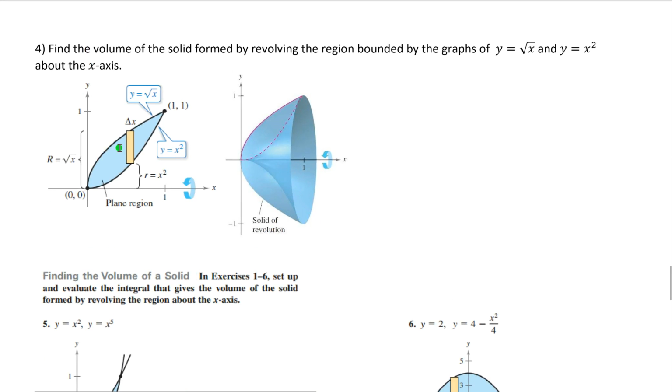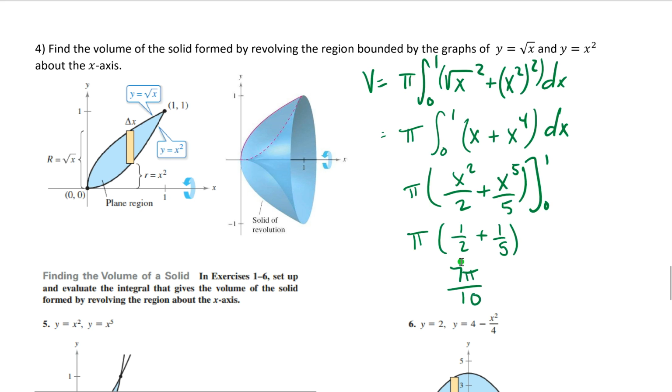So, here is a real question right here. Find the volume of the solid formed by revolving the region bounded by the graphs of y equals the square root of x and y equals x squared about the x-axis. So we're going about the x-axis, so we have delta x. Here's the square root of x, so that's the one on top. And here is x squared, so that's the one on the bottom. Go ahead and try this question, and I will be back with my solution.